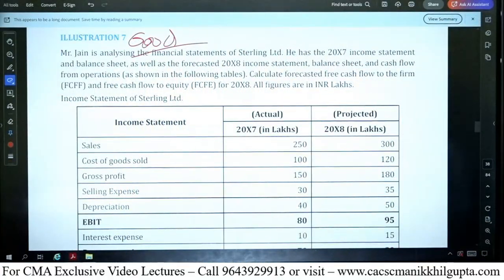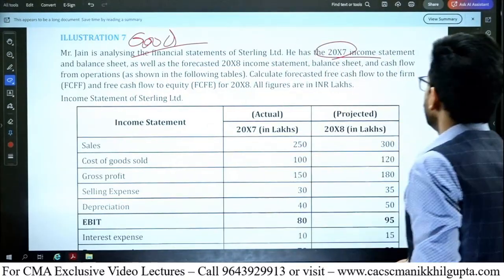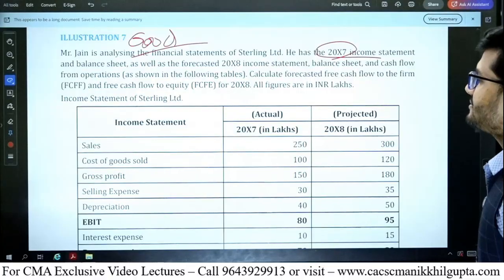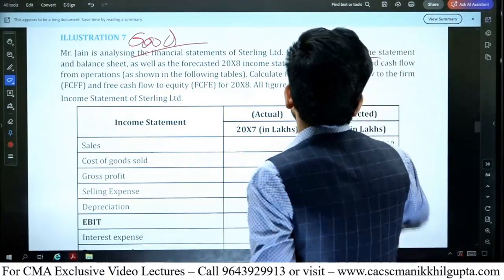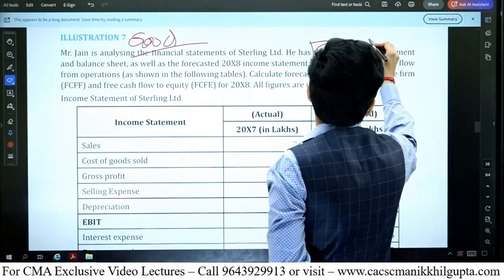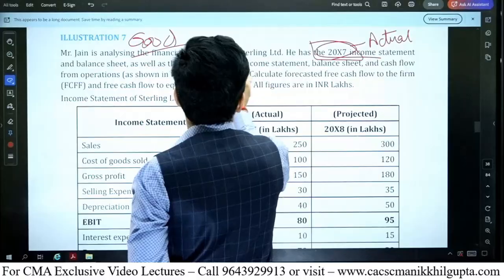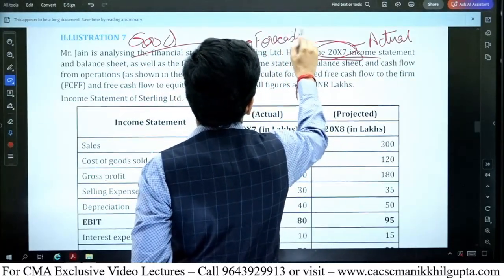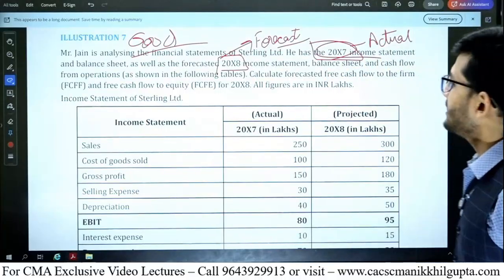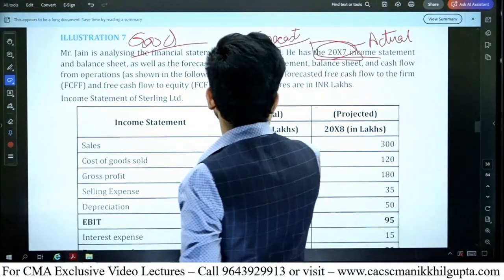Mr. Jain is analyzing the financial statements of Sterling Limited. He has the 2027 income statement and balance sheet, as well as the forecasted 2028 income statement. So 2027 statements are actuals, and 2028 are the forecast. Balance sheet and cash flow from operations as shown in the following tables.